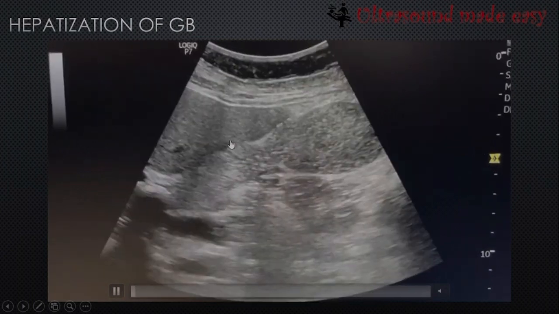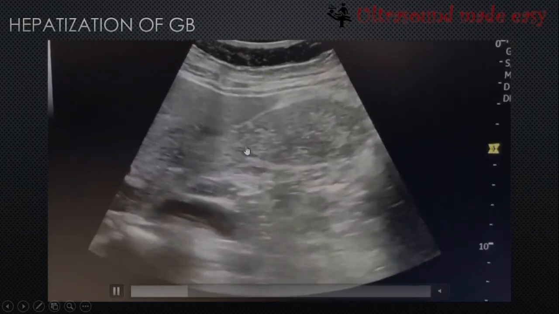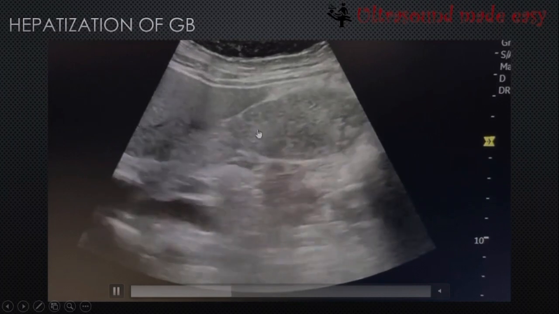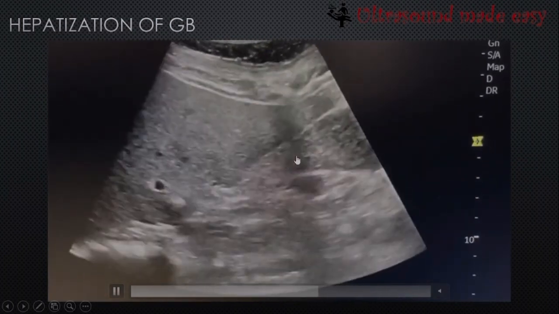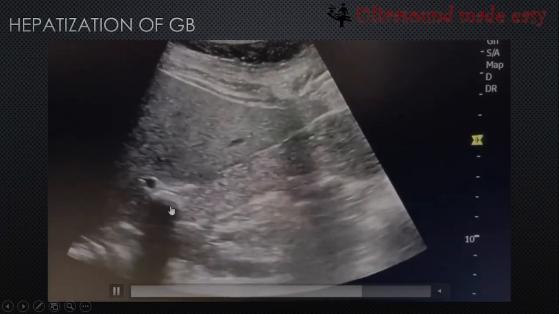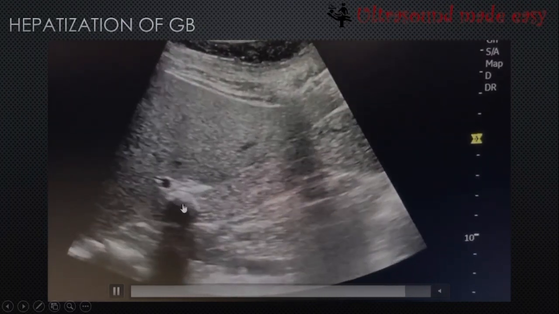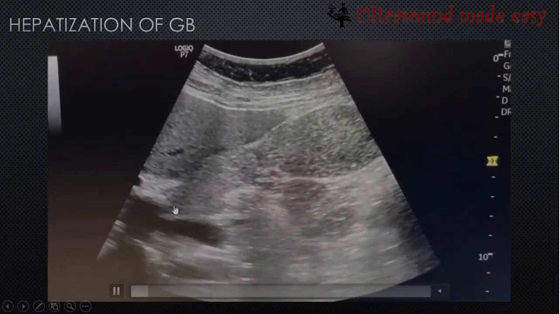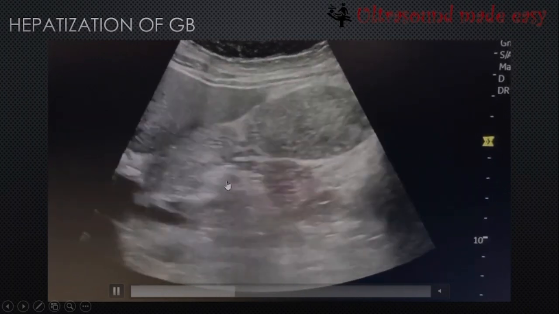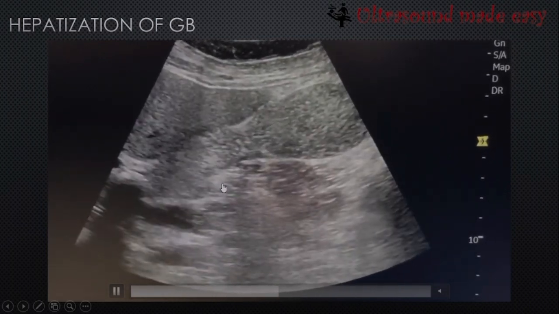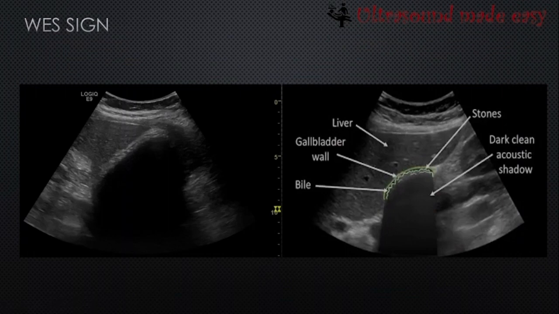So there are two important things to be noted in this video. First, the echogenicity that is comparable with the liver is called hepatization, and this condition is more likely due to an impacted calculus at the neck. This is the calculus present at the neck, and the impacted calculus is causing this distension of the gallbladder and hepatization of the gallbladder. Now, there is a very important finding. We will see the video in the next lecture also. First, let me describe this case.